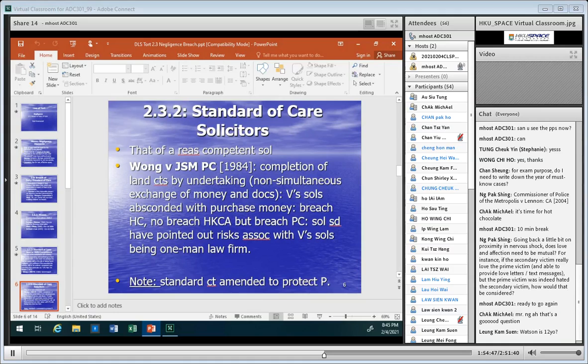Interestingly, in Hong Kong, it doesn't work that way with land, which seems a bit odd because land is much more valuable than most other items you might buy. In Hong Kong, it's non-simultaneous exchange of money and title documents. What happens is that the purchaser pays over the balance of the purchase price, but doesn't get the title documents till about 6 weeks later. Okay, so there is a time gap.